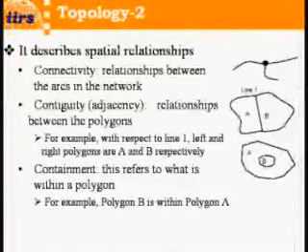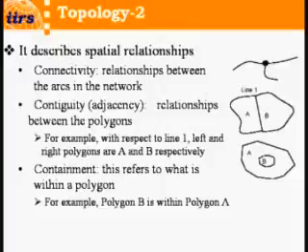So it describes spatial relationships, meaning connectivity, the relationship between the arcs in the network, and contiguity, the relationships between the polygons. For example, with respect to line 1, the left and right polygons are A and B. Then containment refers to what is within a polygon, like what is within this polygon.